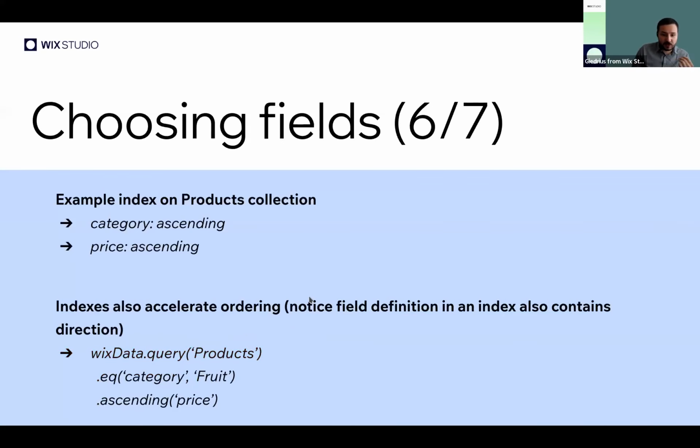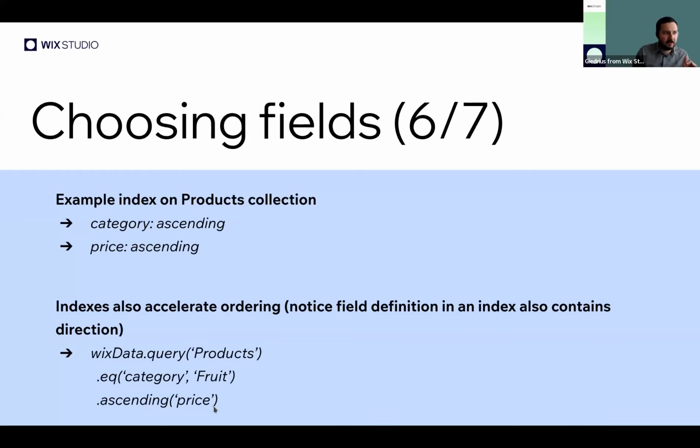Now, this also works with ordering. Because we have a category, we filtered by it. So we went to a specific category, fruit. Then we can get all items in ascending order of price. And it's going to be fast, and it's going to be efficient, again because all the prices are in increasing order. So even if there are a million items in category fruit, we're going to be able to efficiently take them one by one in order and give them to you.